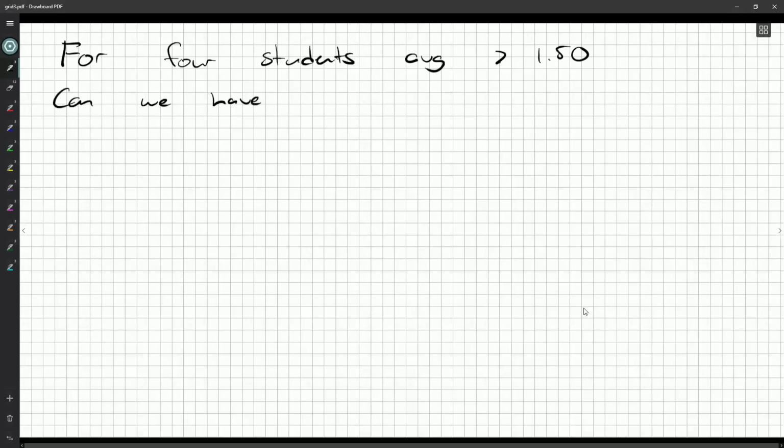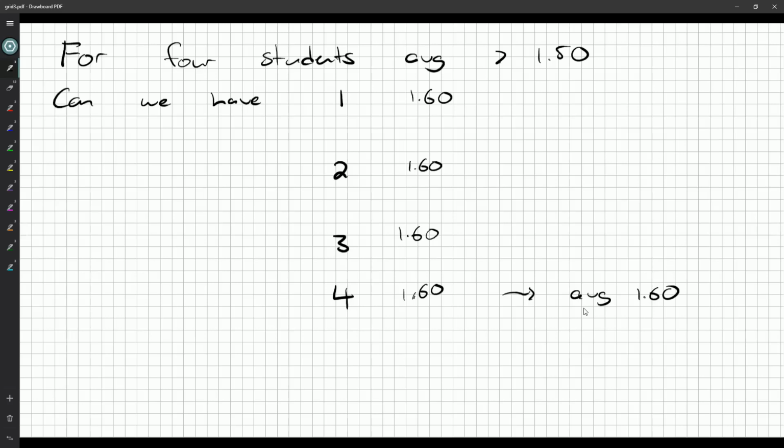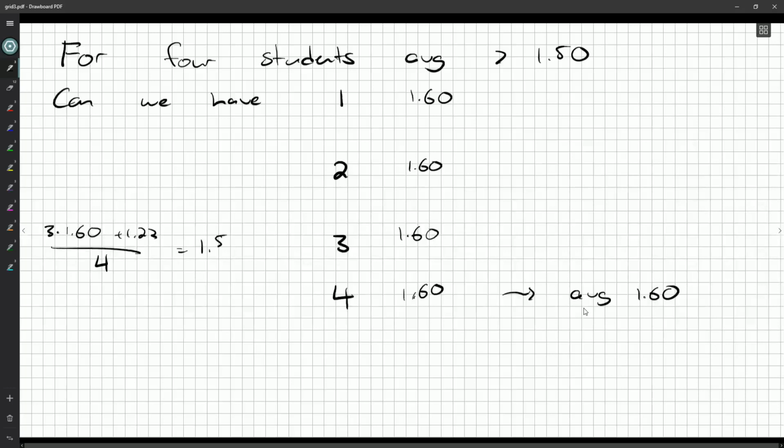Can we have 1, 2, 3, or 4 students of height 1.60? We can definitely have 4, because that would make the average just 1.60. Now if I have 3 students with a height of 1.60 and 1 student with a height of 1.22, the average is 3 times 1.6 plus 1.22, which is 6.02, divided by 4, and that's 1.505. And I'm inclined to believe that you can't do it with 2.